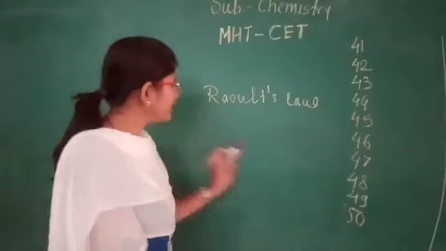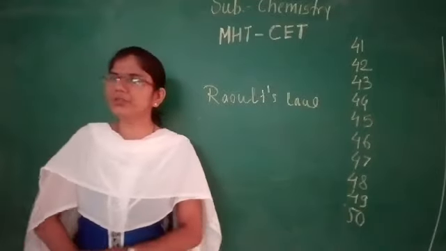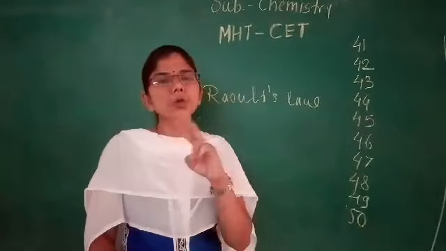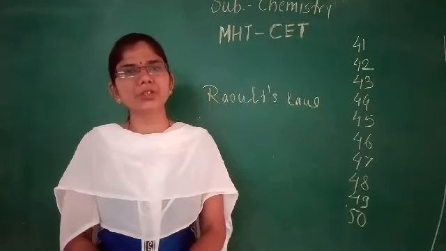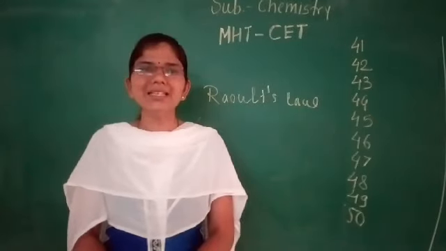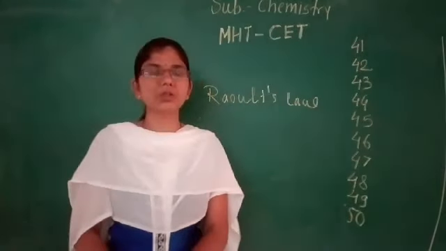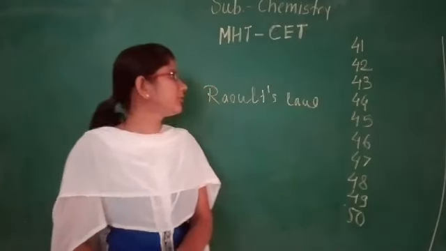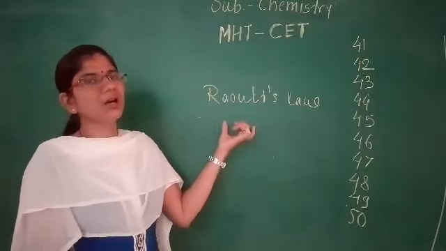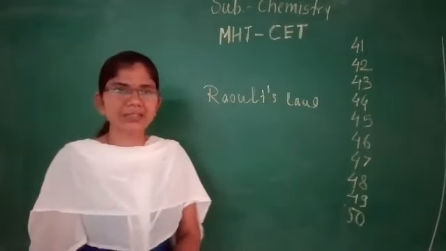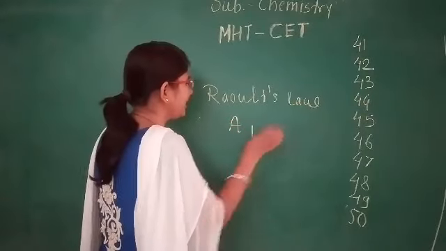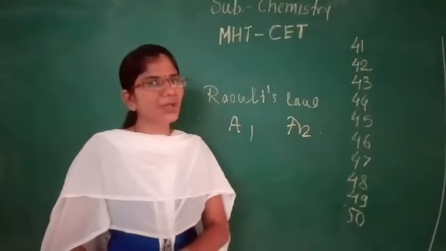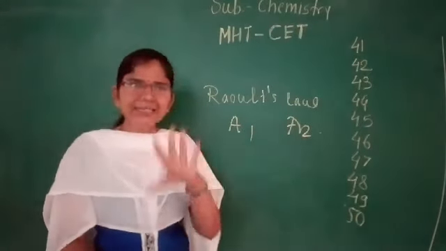Now if we see Raoult's law, it is studied for two components, and both the components used to make the solution are volatile. The components used for making a solution in Raoult's law are both volatile components. Suppose A1 and A2 are the two components of the solution, because we study binary solutions.